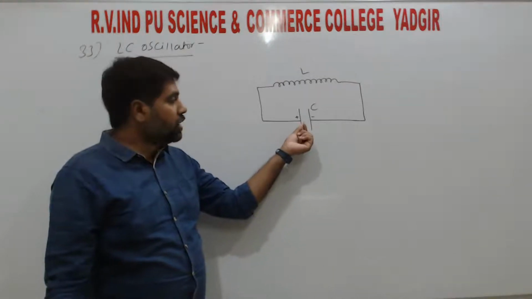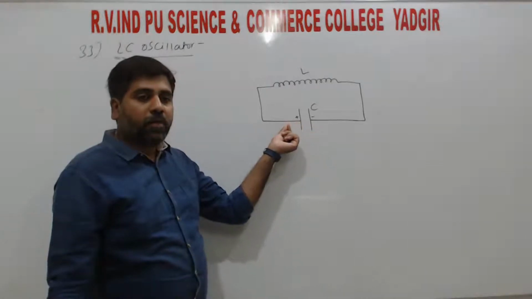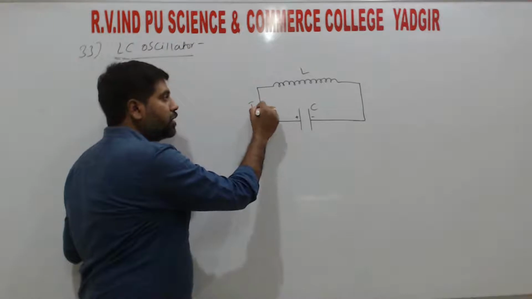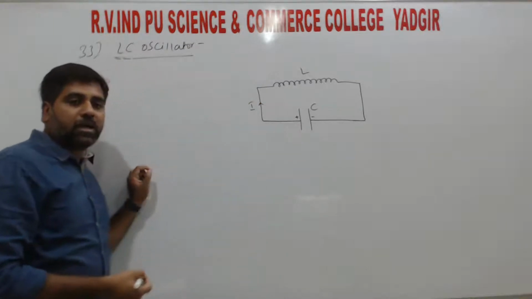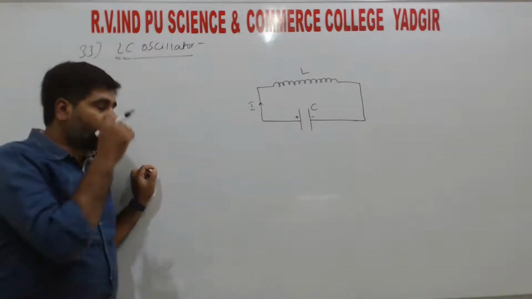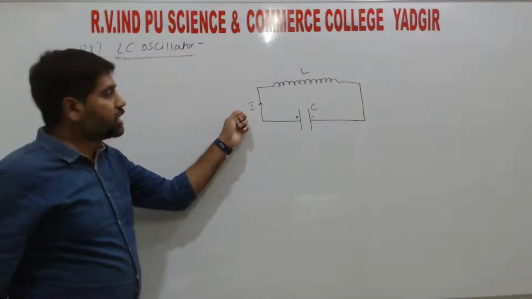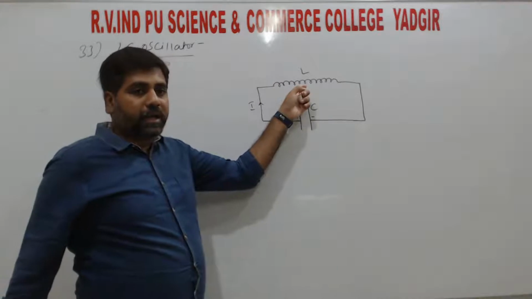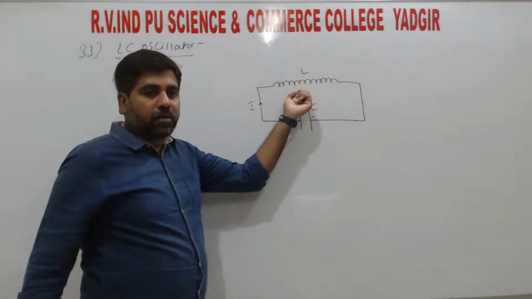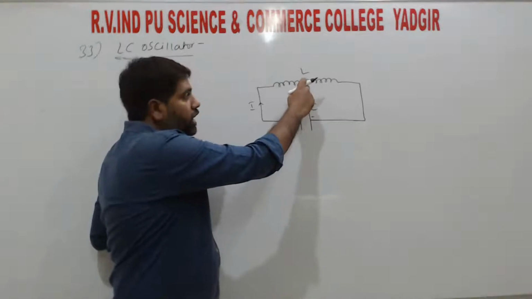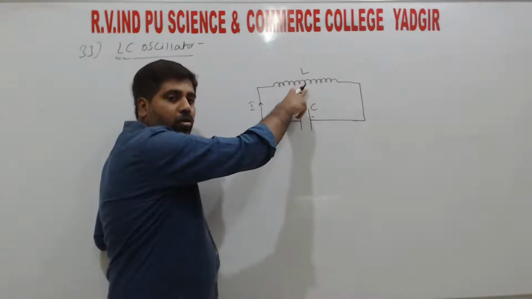Discharge means the charges are moving from the capacitor, right? Charges moving from the capacitor is nothing but current flowing in the circuit, because flow of charges per unit time we call the current, right? This current flows in the inductor, that is the coil. ಇನ್ಡಕ್ಟರ್ ನ coil ಅಂತ ಕರೀತೀವಿ. When the current is flowing in the inductor, EMF is induced in the coil, right?